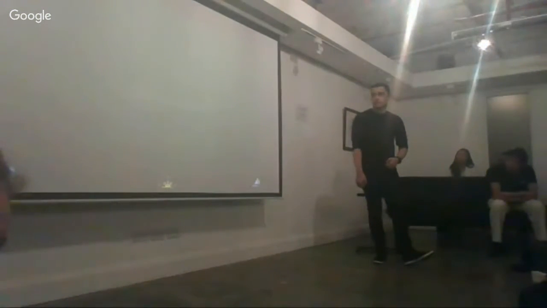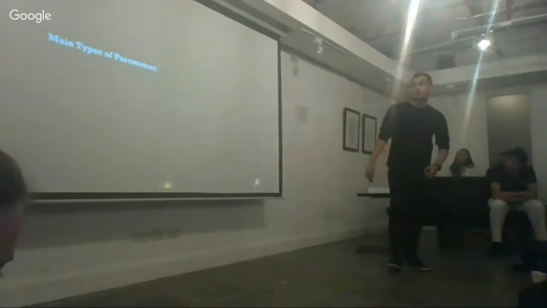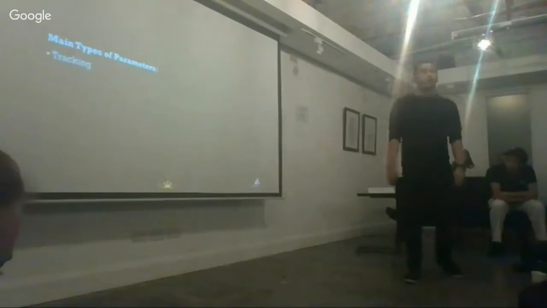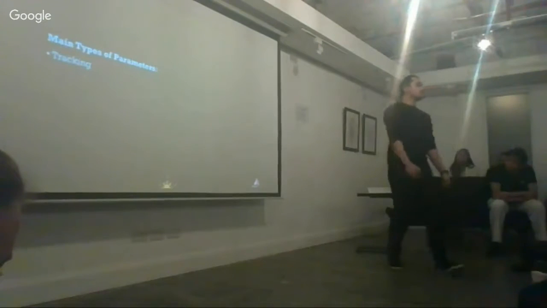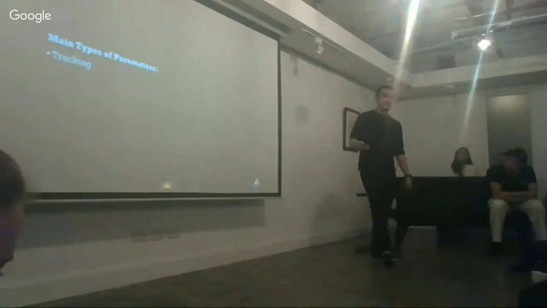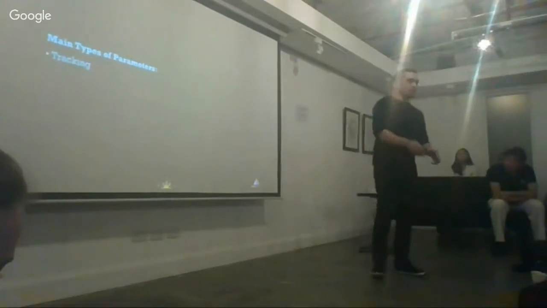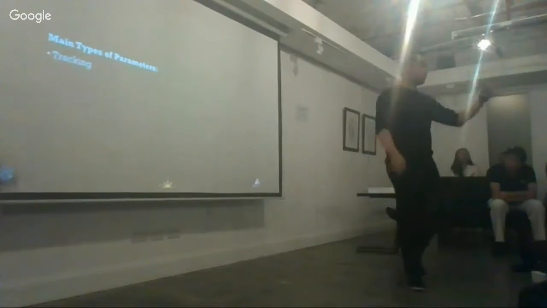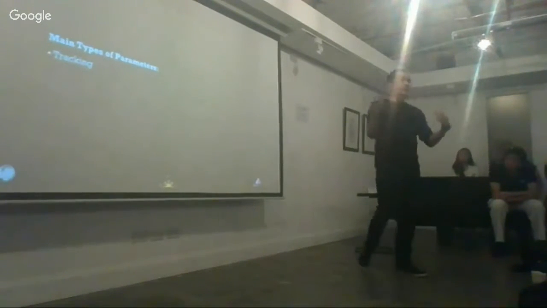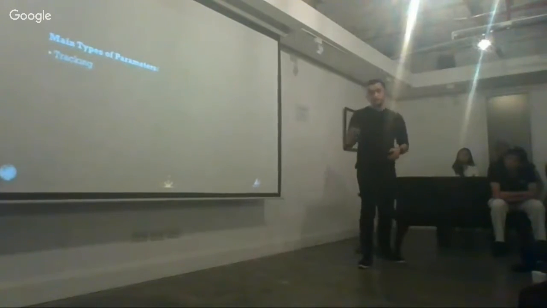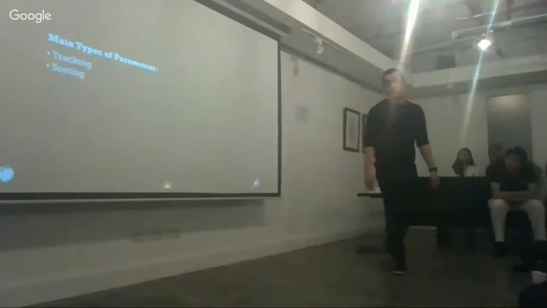So handling parameters, how do we handle it? The main types of parameters: we have parameters for tracking. For example, are you guys familiar with UTM codes? Yeah. So when you share a blog post on Facebook, for example, and you want to track anything, you could use a UTM tracking parameter. So that's one example. Another is sorting.